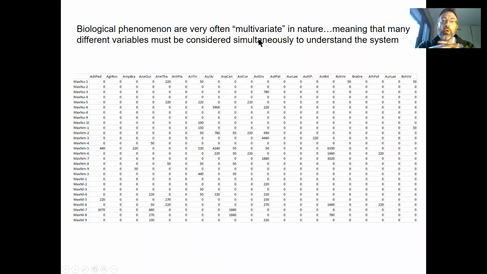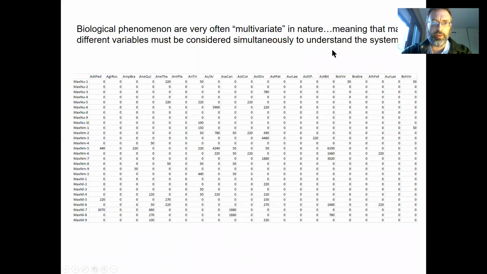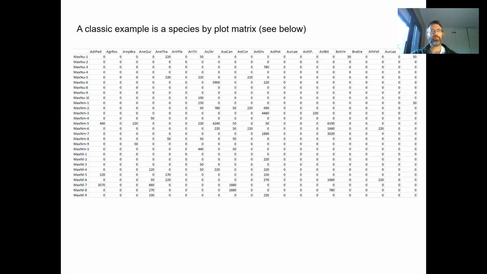Biological phenomena, though, are very often multivariate in nature. ANOVAs and simple linear regression and correlation are just one variable compared to another variable. And oftentimes we have a very different situation, and we have many variables that we're trying to analyze at once. We must consider them all simultaneously before we're going to understand the system. A classic example of this is a species by plot matrix, which you can see right here.